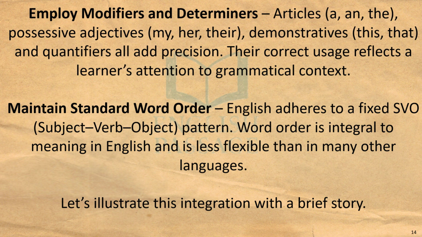Employ modifiers and determiners. Articles a, an, the, possessive adjectives my, her, their, demonstratives this, that, and quantifiers all add precision. Their correct usage reflects a learner's attention to grammatical context. Maintain standard word order. English adheres to a fixed SVO pattern: subject, verb, object. Word order is integral to meaning in English and is less flexible than in many other languages.